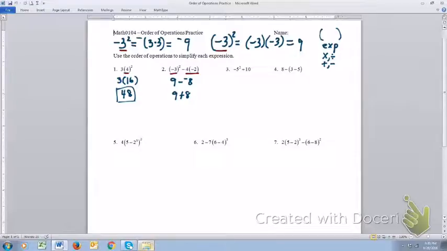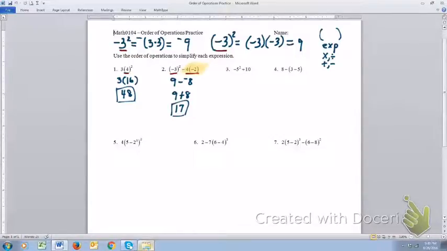Now again, keep in mind, you could think of this here as negative 4 times negative 2 and go right to positive 8. So whatever works easiest for you, but you're going to get 9 plus 8. So that's going to be 17.